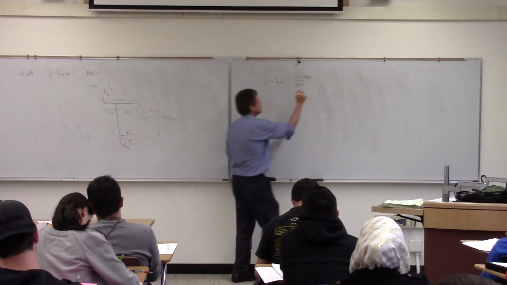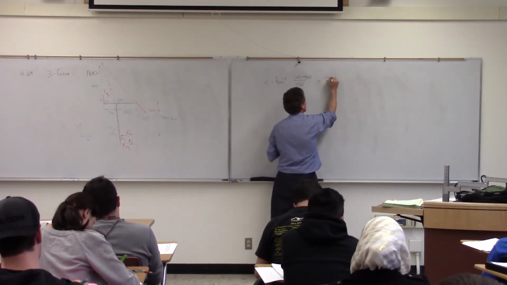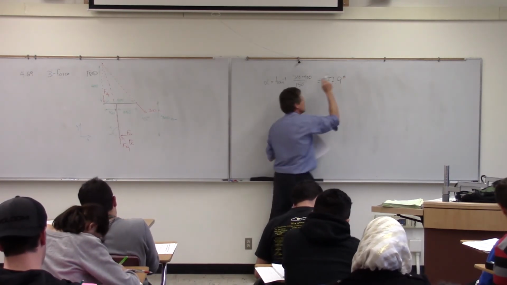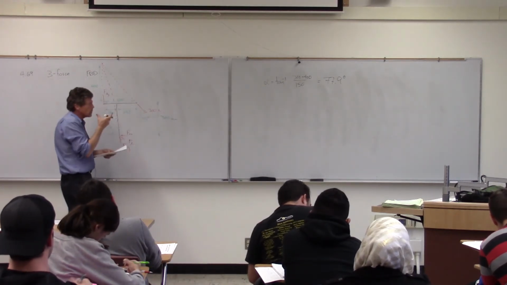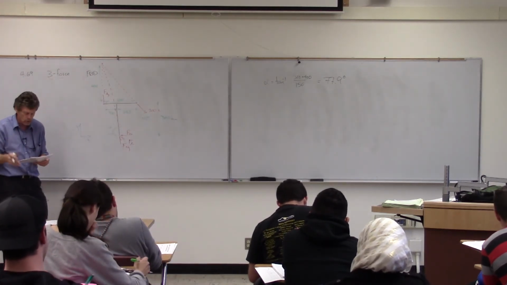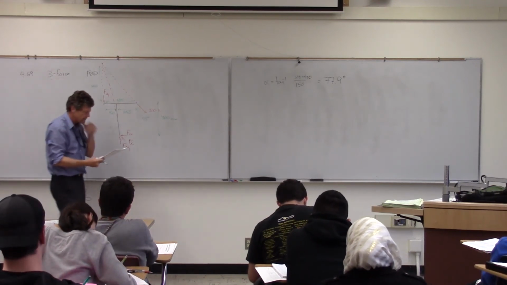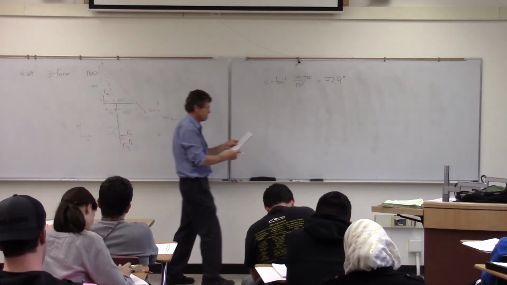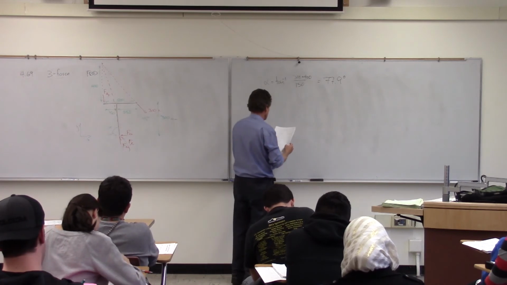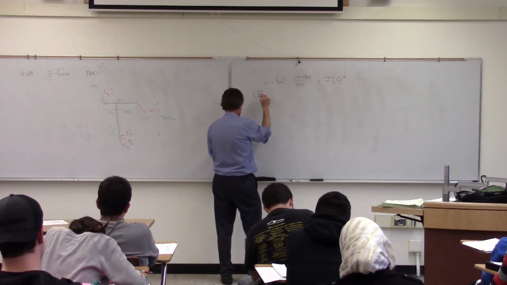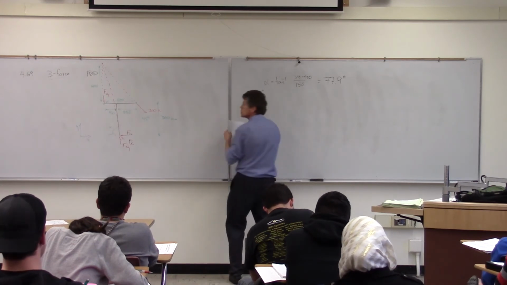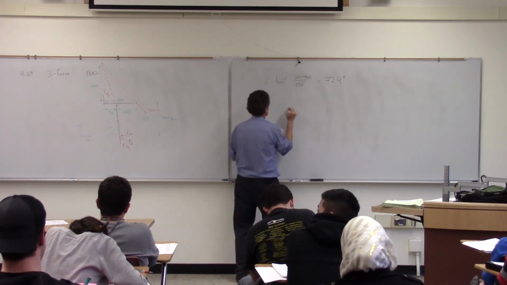But what we'll find then is that it'll be about 77.9 degrees, about 78. So we've established that line of action for C there. So I can go into my equilibrium equations. Are we doing on time there? I'm cutting it short.